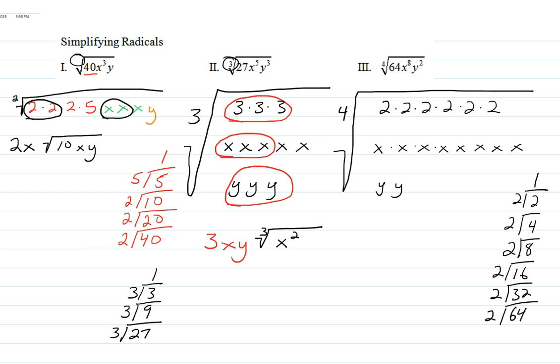So I'm looking for groups of 4 now. So 1, 2, 3, 4. As soon as I circle it, I put it on the outside. 1, 2, 3, 4. And then here I have 4 more x's, so I'll circle it again. And every time I circle something, I write it once on the outside. And then I don't have enough y's.